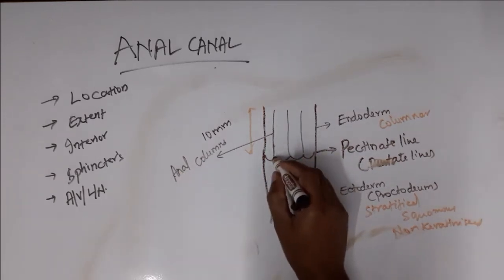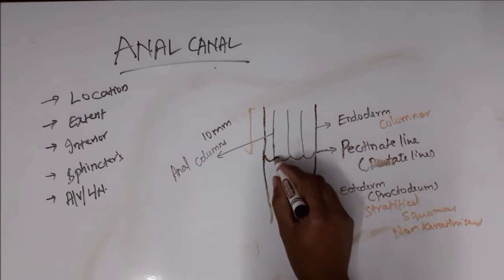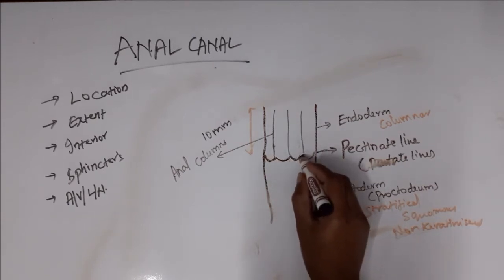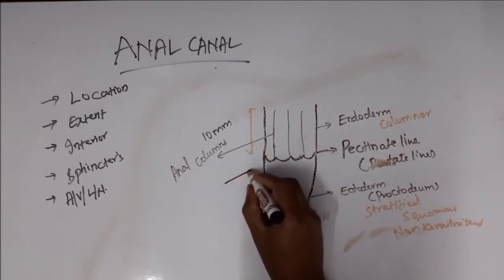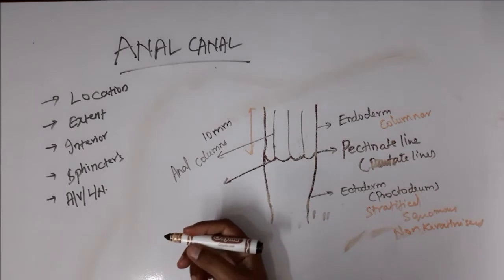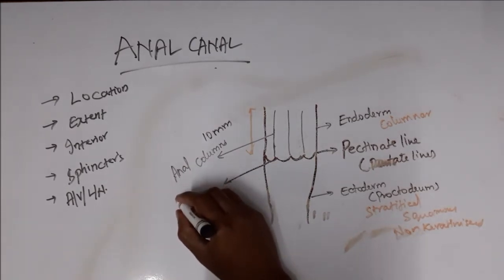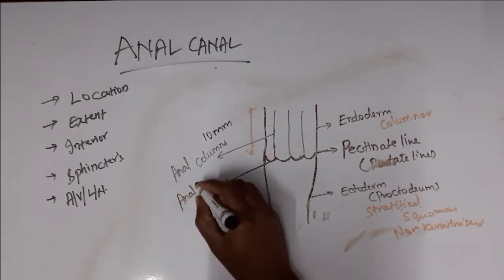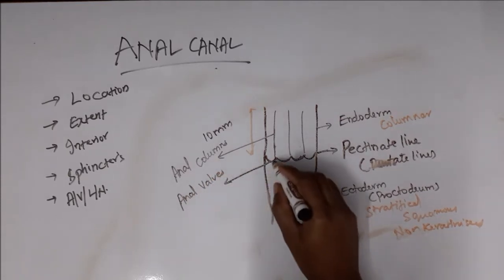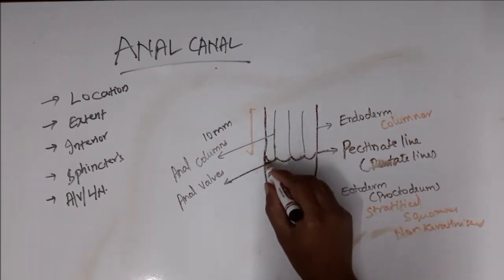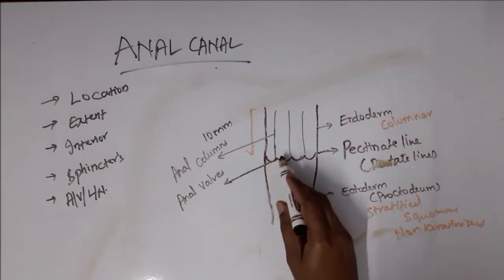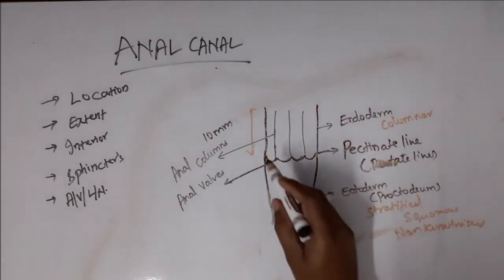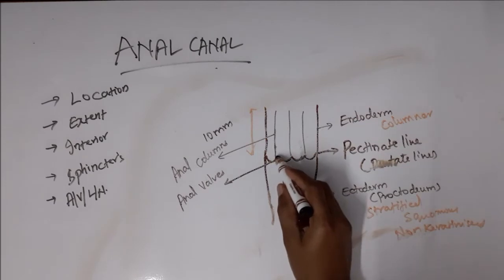If you see the lower end of the anal columns, again the mucosa is thrown into folds. These folds are called anal valves. So these folds which are at the lower part are called anal valves. These will all be present at the lower end of the anal columns.